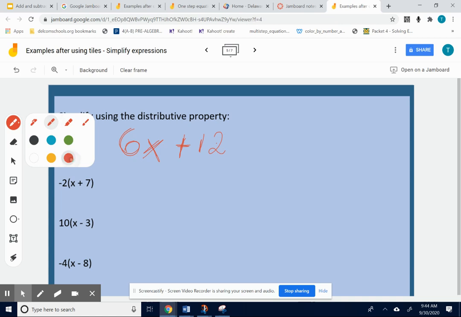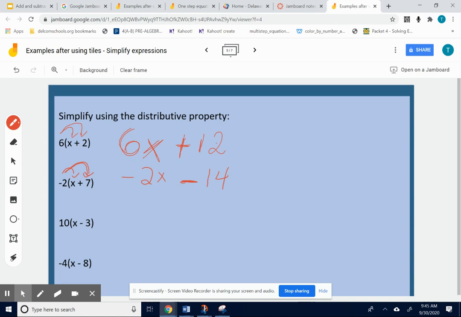Okay, the next one, negative 2 times x plus 7. Take negative 2 times x and take negative 2 times 7. Negative 2 times x is negative 2x. Just smush them together. And then a negative 2 times a positive 7 is a negative 14. So I end up with negative 2x minus 14. Remember, try these first before you listen to me going over these.